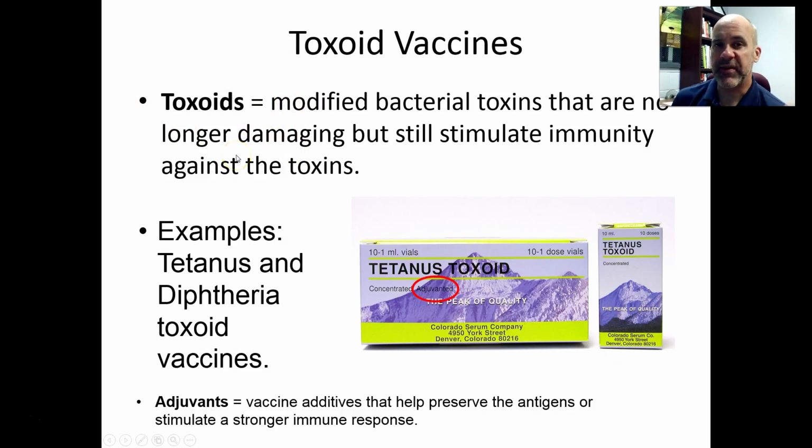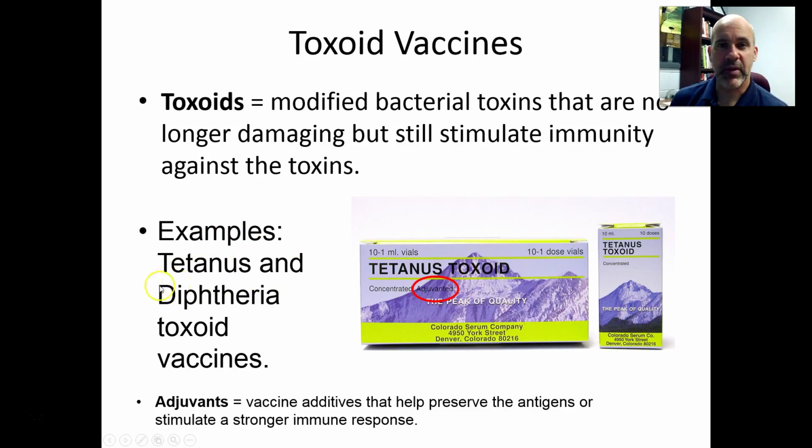What they do is take the authentic bacterial exotoxin and modify it. They change it a little bit so that it still has the same epitopes, the same 3D shapes that stimulate your immune system, but it's no longer capable of causing the damage that the toxin does. So it's a modified toxin that can still stimulate an immune response. Some good examples of this are the vaccines for tetanus and diphtheria.